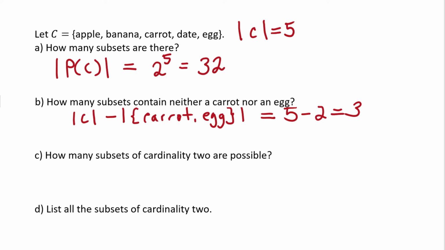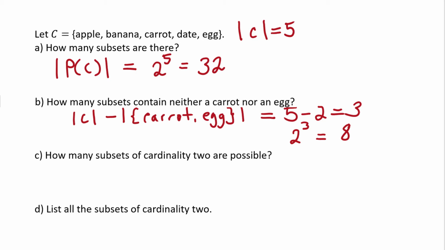The set that does not contain a carrot or an egg has 3 elements in it, and then we'll use the power set rule, which tells us we take each element that's still remaining, that would be an apple, a banana, and a date, and it's either in the set or it's not, so it's 2 cubed, and that number is 8.